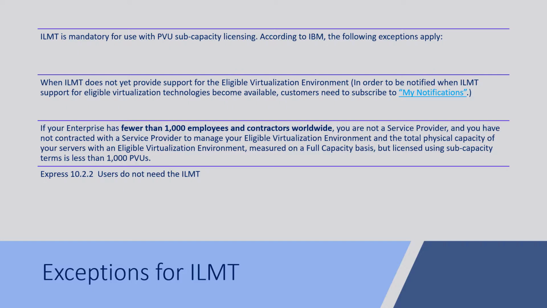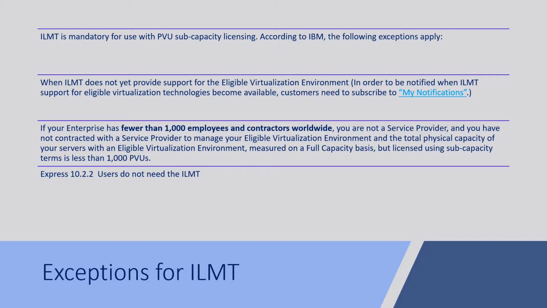There's another get out of jail card that you might be able to play, and that is if your enterprise has fewer than 1,000 employees and contractors worldwide. I don't know about you, I don't know how you count all your contractors. Is it each person that actually comes on site? I mean, a plumber could be a contractor, right? So it's a slippery slope on how that would be counted.